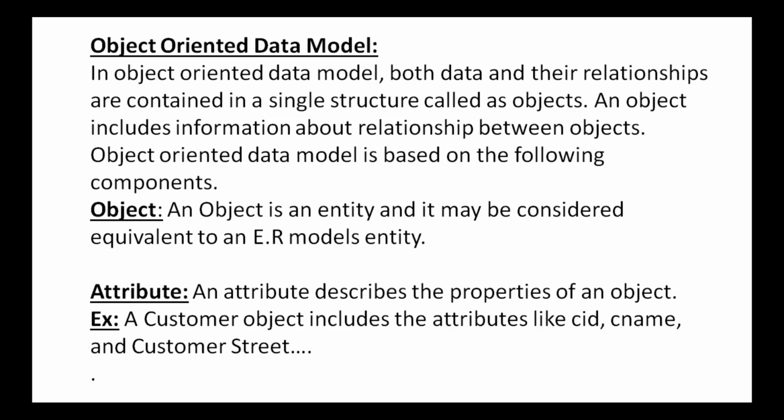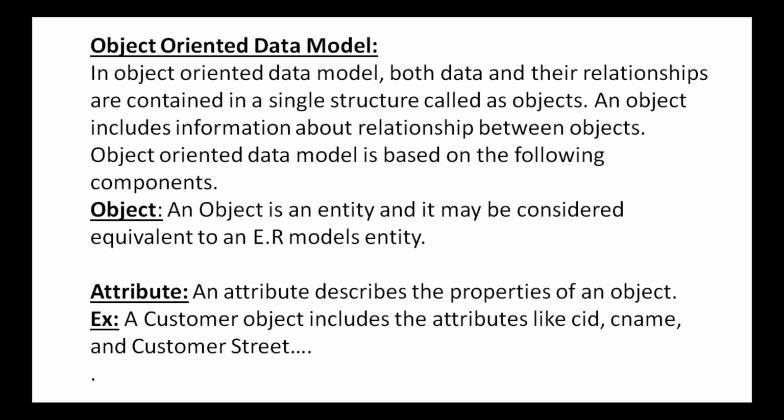Next object based data model is the object oriented data model. In this data model, both data and relationships are represented in a single structure that is called an object. This is also called a semantic data model. Semantic data models means they include more and more meaning in a single structure as objects. That means each object includes information about the relationship between objects along with the attributes.